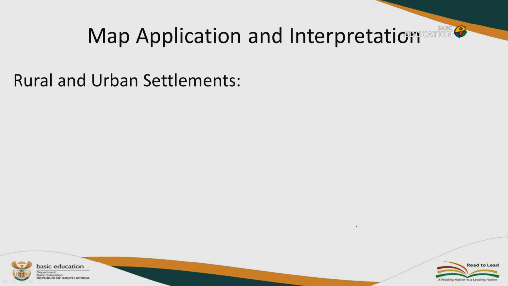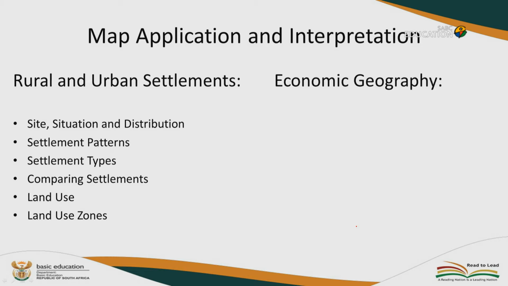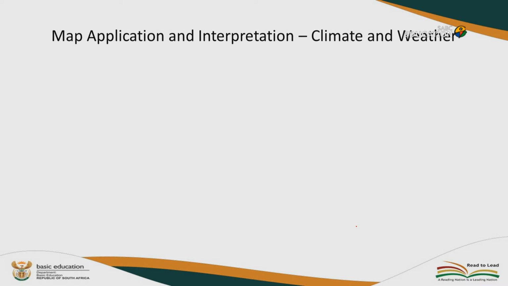When looking at questions 3, in terms of rural and urban settlements, the following were examined on topographical maps: site, situation and distribution, settlement patterns, settlement types, comparing different types of settlements, as well as land use and land use zones. In economic geography, the application considered types of economic activities, mining, as well as agriculture, types of industries, transport, and these were the essential elements that these examinations focused on.